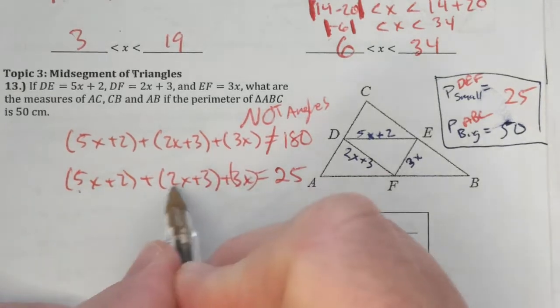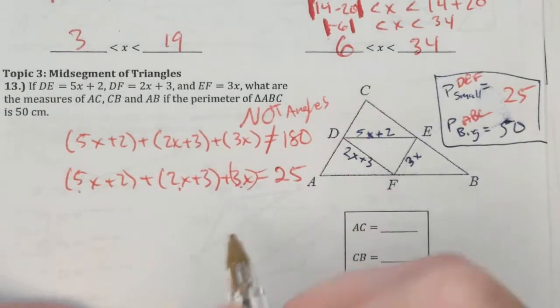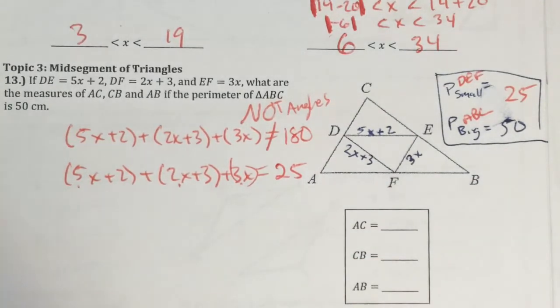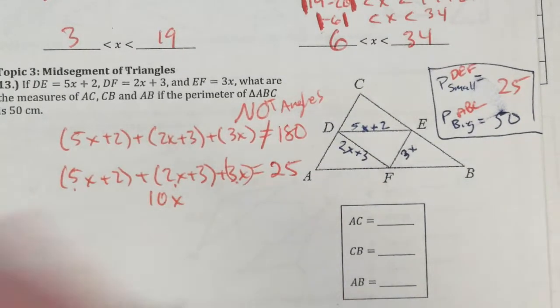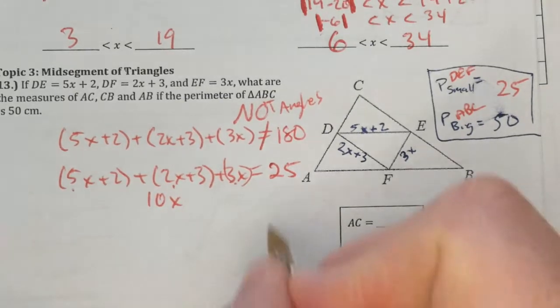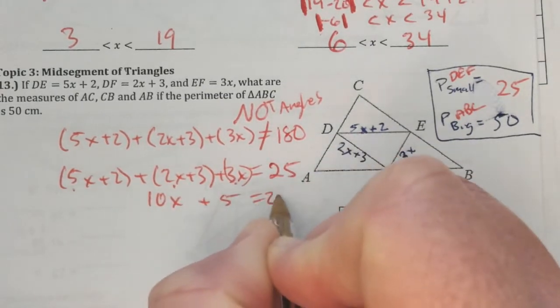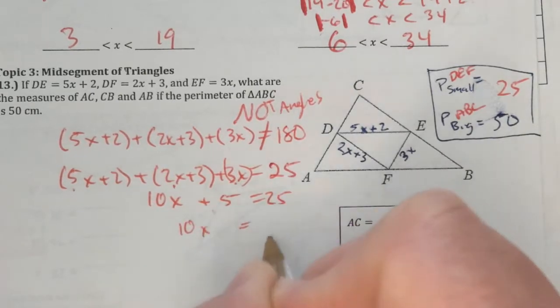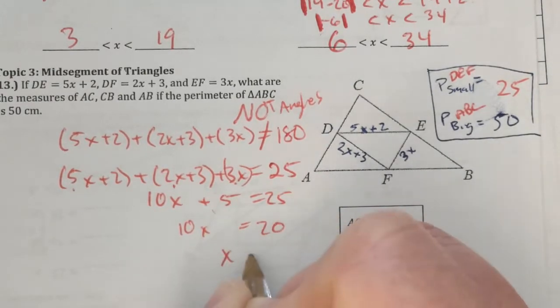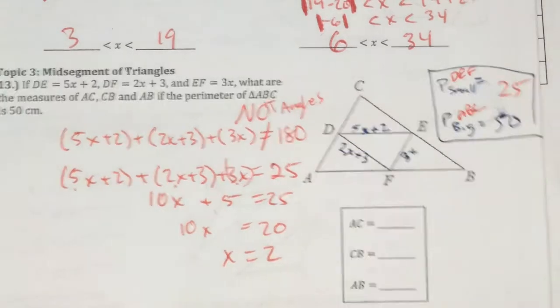Okay, 5x, 2x, and 3x, when you put those together, let's double check. So 5, 2, and 3, we get 10, so that's 10x. A positive 2, a positive 3, we get a 5. So plus 5 equals 25. So 10x, subtract 5 on both sides, we get 20. Divide by 10, x equals 2.